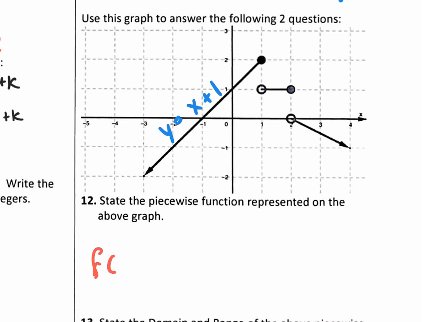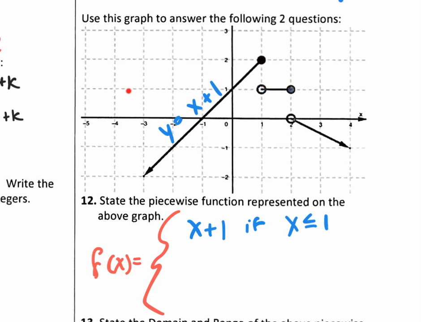Down here, where I go f of x equals, I want to put that first one, x plus 1. And what's the condition? If, where does this begin? It's not the whole thing. It starts here at 1 and it goes to the left. It starts at the x value of 1 and it goes to the left. So if x is less than or equal to 1. Why or equal to? Because it's a solid dot.